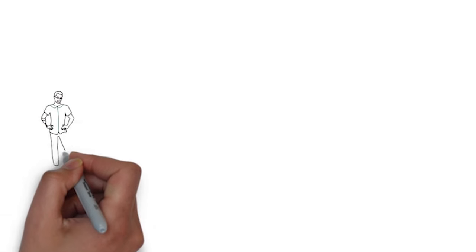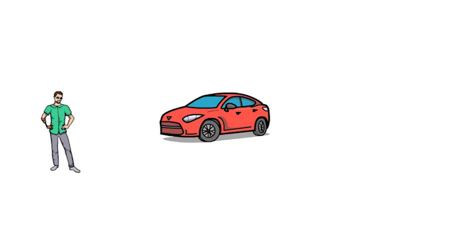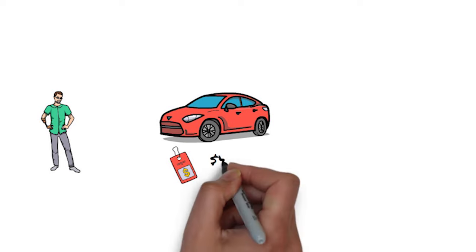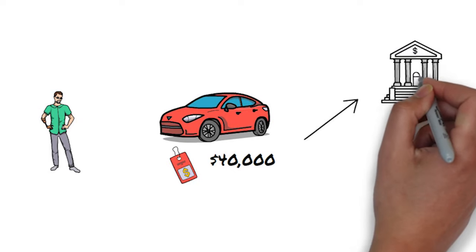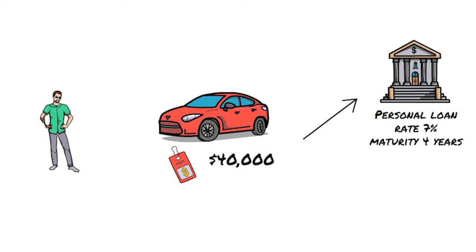So John is super excited because he's about to buy a brand new Tesla Model 3. John lives in US and after having checked the price of the car, which comes at $40,000, he's unsure whether to pay cash with the money he has in a bank account or to take a personal loan from the bank, which comes at 7% interest rate for a 4-year maturity.